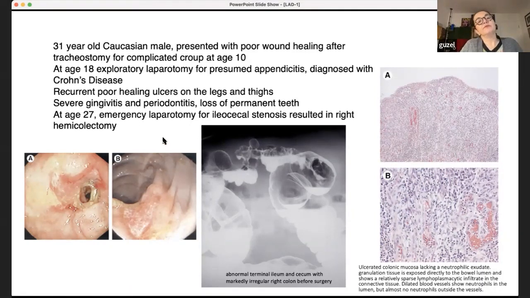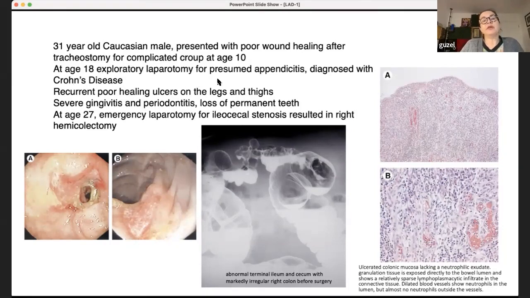I met this patient when he was 31 years old. He initially presented with poor wound healing after a tracheostomy for a complicated croup at age 10. So he was not one of those who had delayed cord separation that we get taught about in medical school. He didn't have extensive bacterial life-threatening infections early on. But the first time he ran into trouble, that was after a surgery. And then he came to me when he presented with colitis.